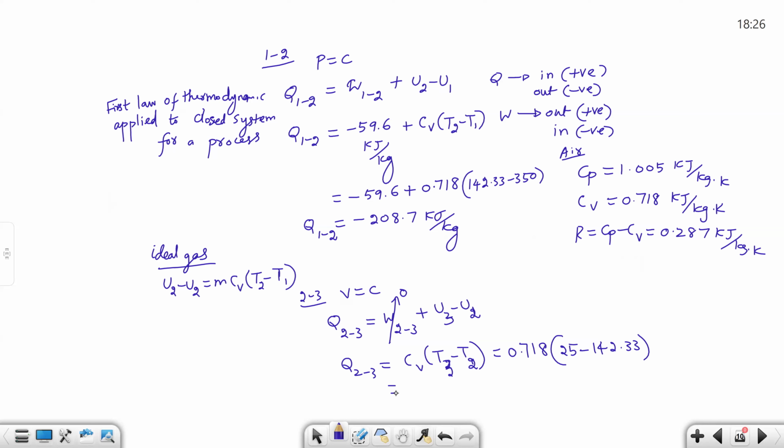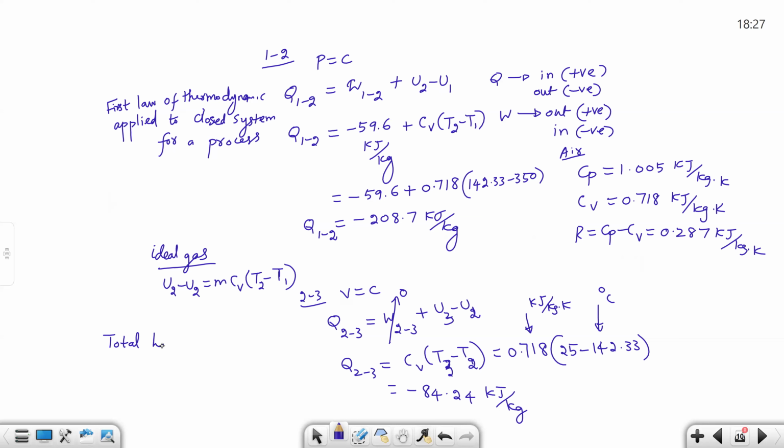So it will be minus, because this is substituted in kilojoule per kilogram Kelvin. This will be in degree centigrade. So anyway, temperature difference, so you'll get kilojoule per kilogram. Minus 84.24 kilojoule per kilogram.